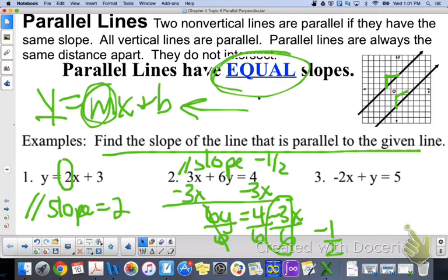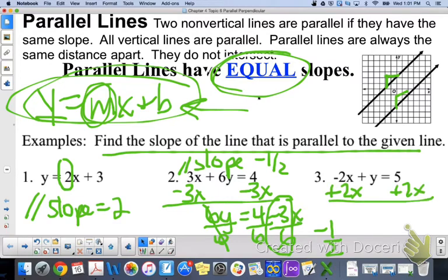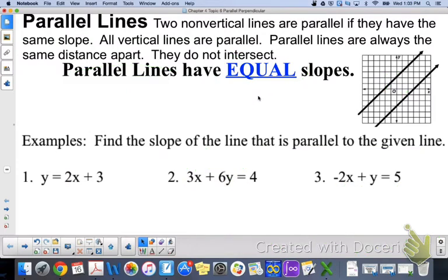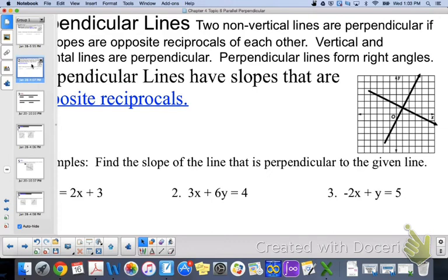Number 3, again, it's not in slope-intercept form. We need to put it in that form, so we add 2x. We have y equals 5 plus 2x. The slope of this line is 2, so the parallel slope is also 2. Okay, so that is it for parallel slopes. Now, perpendicular slopes is next.